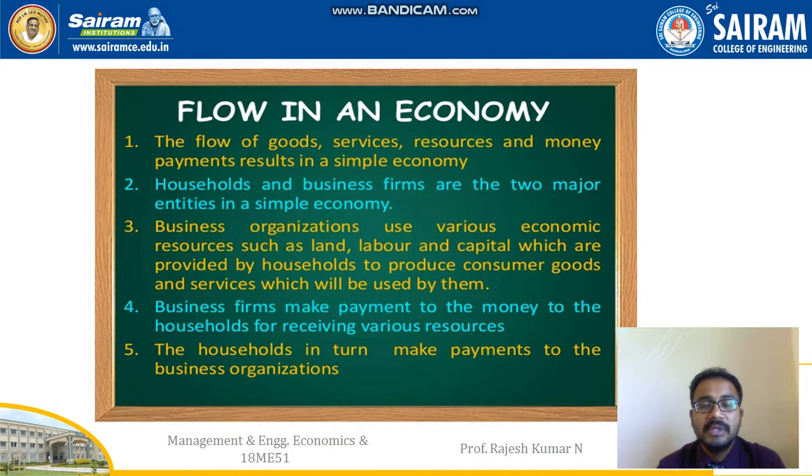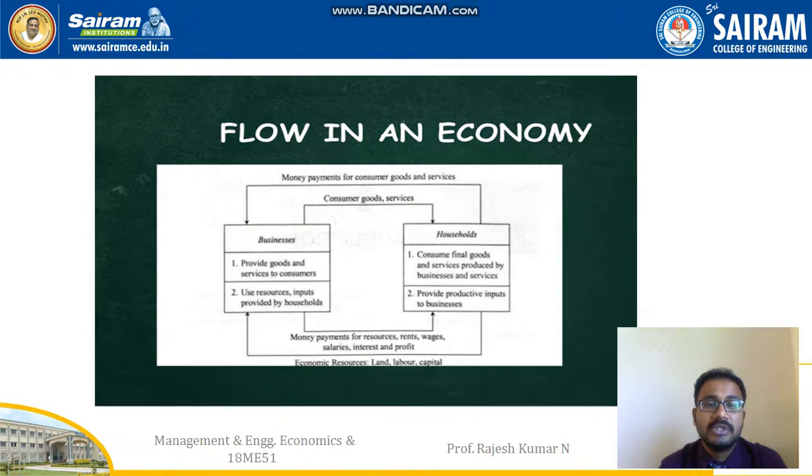Households and business firms are the two major entities in a simple economy. Business organizations use various economic resources such as land, labor, and capital, which are provided by households, to produce consumer goods and services which will be used by them. Business firms make money payments to the households for receiving various resources. The households in turn make payments to the business organizations.